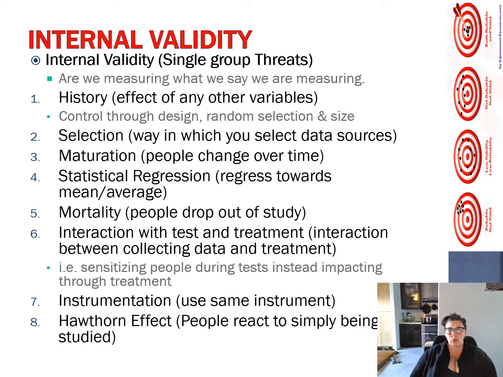History. So history is the effect of any other variable. When you talk about control variables, you're talking about creating and accounting for other variables that may impact your variable. What do I mean by that?